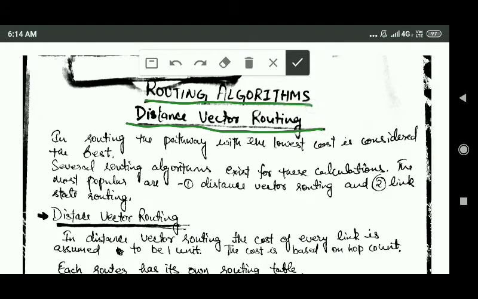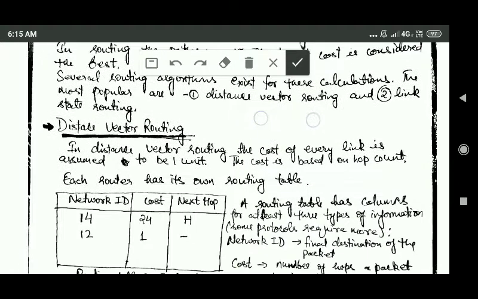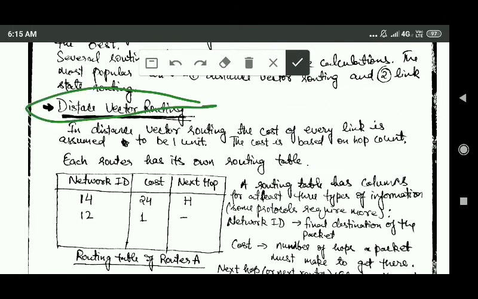It is a routing algorithm. In routing, the pathway with the lowest cost is considered the best. So there are several routing algorithms for these calculations to find the shortest path from source to destination. The most popular are distance vector routing and link state routing. In this tutorial, we will study distance vector routing.